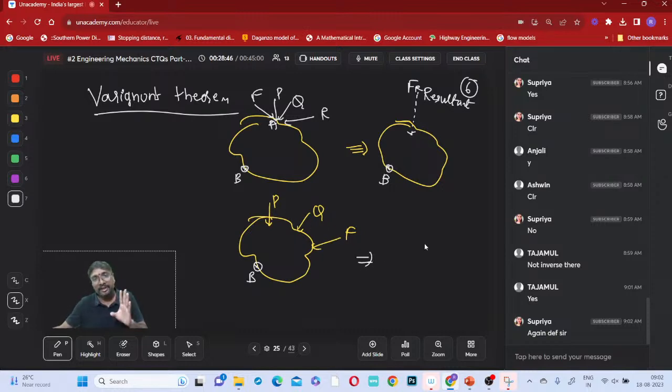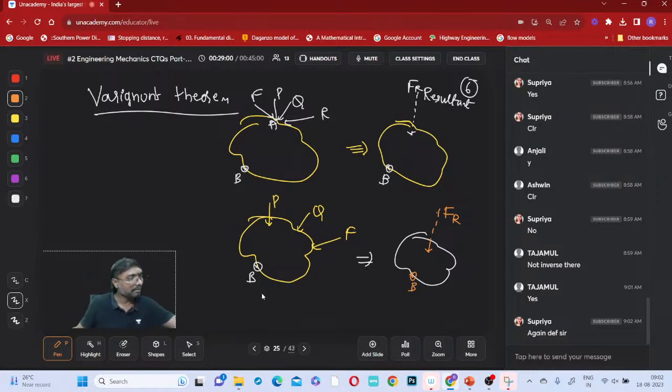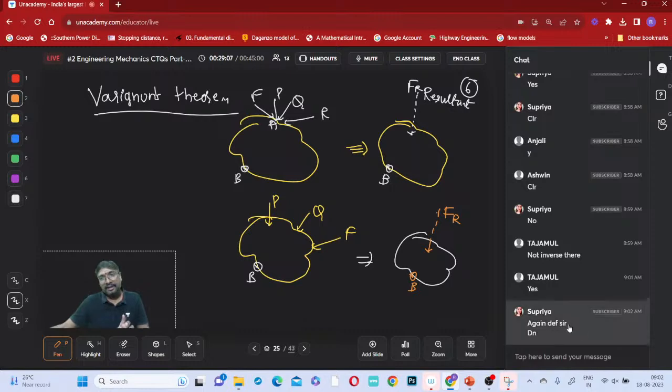Now that will be equal to which one? The moment created by their resultant force about the same point. So the algebraic sum of individual moments created by forces about a point is equal to the moment created by their resultant about the same point. Got it now?